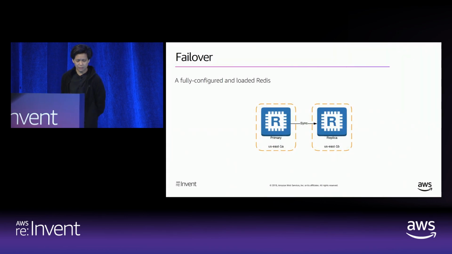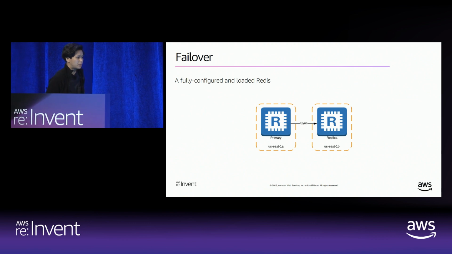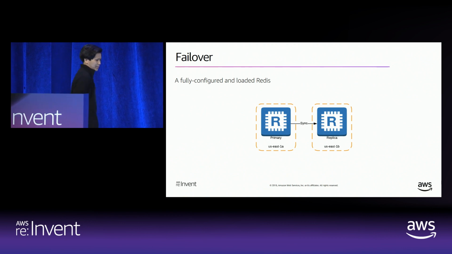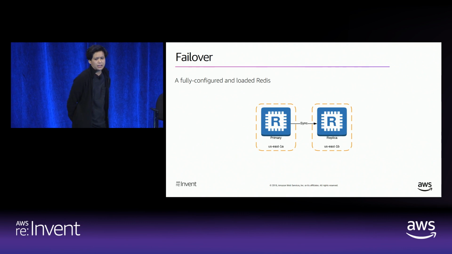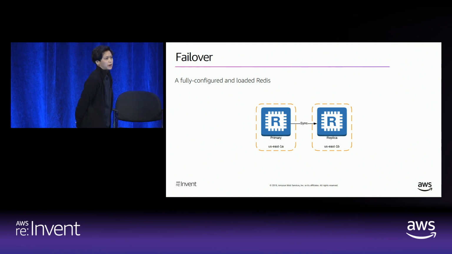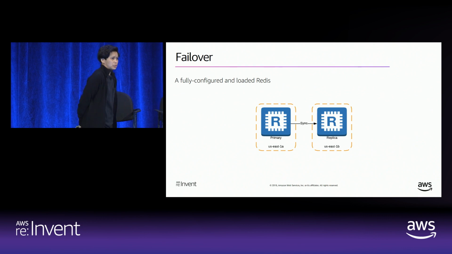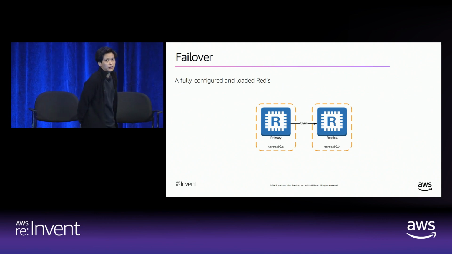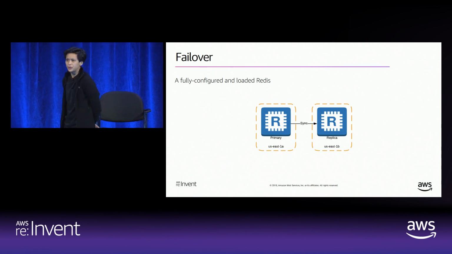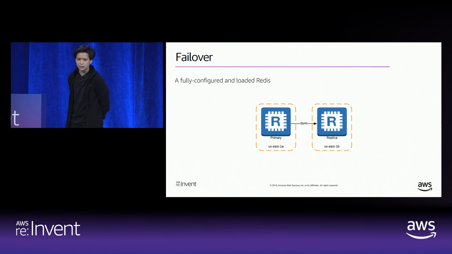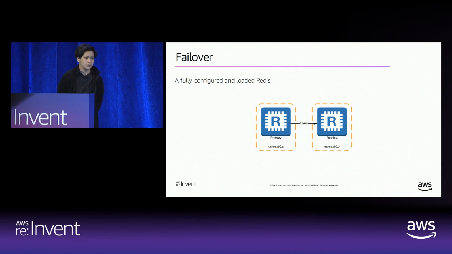So now we have a fully configured and loaded Redis, right? We have primary and we have replica. It's multi-AZ. You can add another replica. So we have to notify the ElastiCache team to disable the slave of command at this point so that they can also turn on monitoring for the ElastiCache Redis cluster. Because without monitoring, we can't have auto failover, right? So what do we do next?